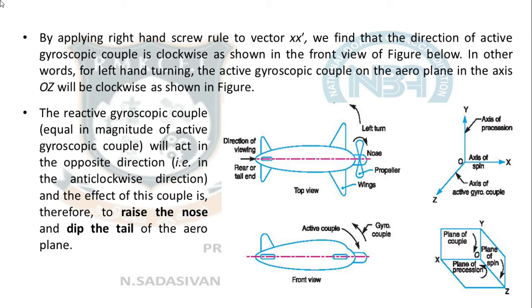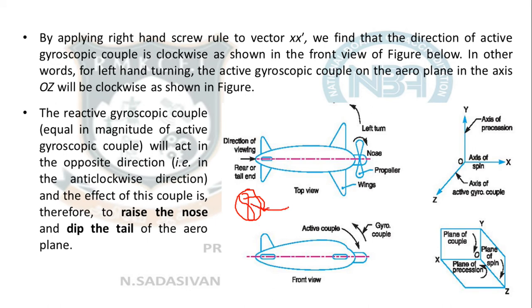When your propeller is going around in clockwise direction and you are going to take a left turn, what will happen? Let us say this is my propeller, the front view of the aircraft. I am looking at the aircraft from the front. This is my propeller, and it is rotating at a very high speed in clockwise direction.